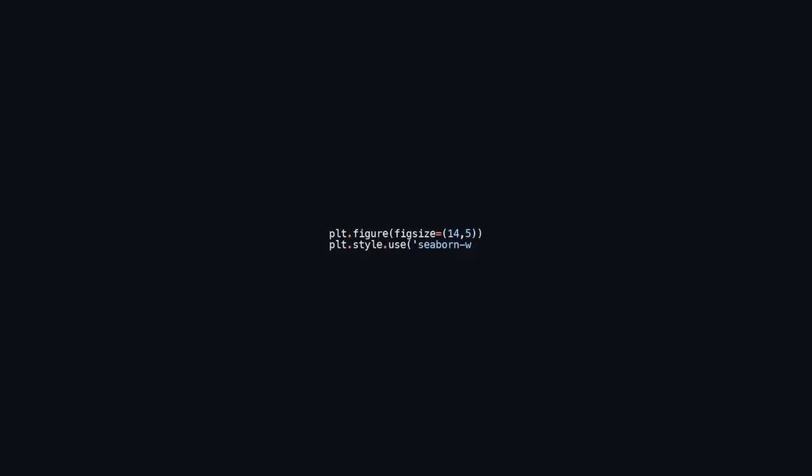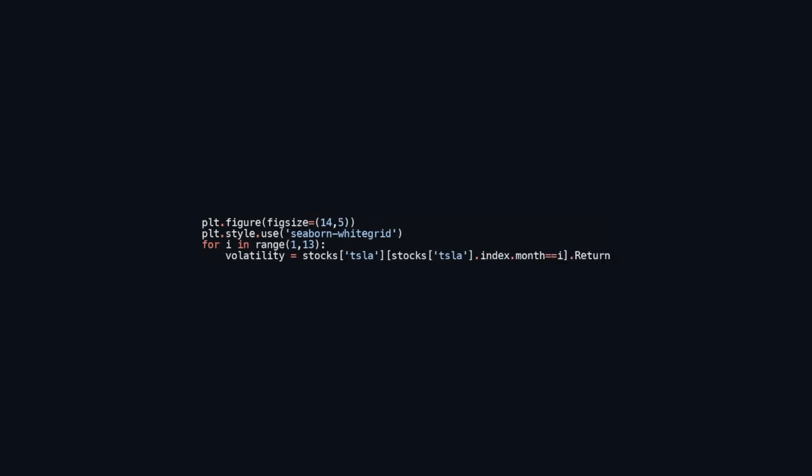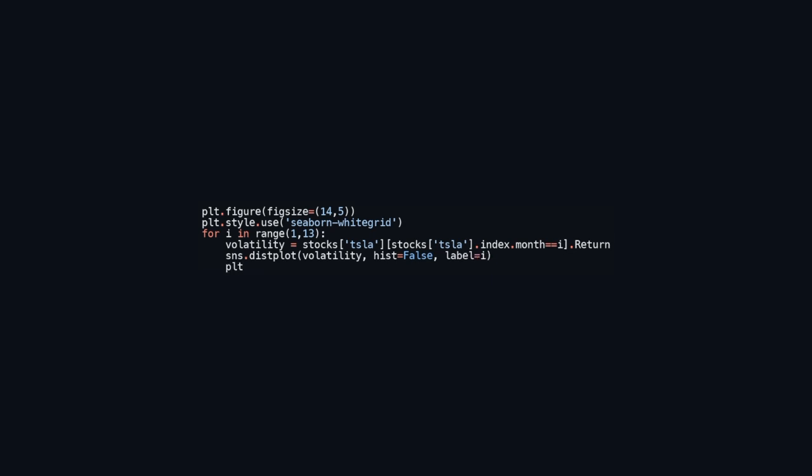It begins by setting up a figure with a specified size and applying a style that enhances the visual appeal of the plot. A loop iterates through each month of the year, extracting the return data for Tesla's stock corresponding to that month. The sns.distplot function is used to create a smooth density plot for the returns, with each month represented by a different color. This allows for a comparative analysis of the distribution of returns across the months.